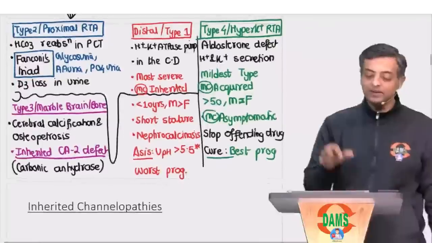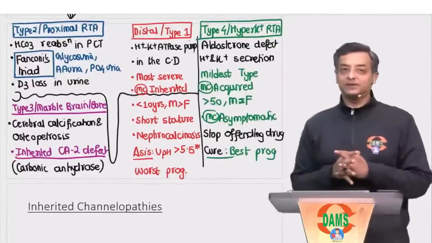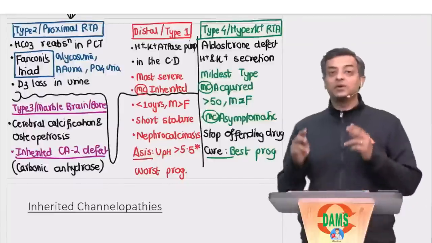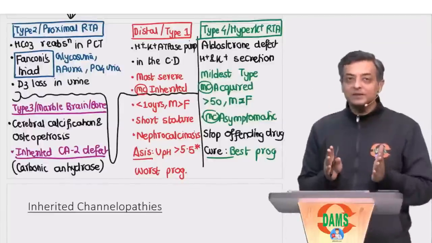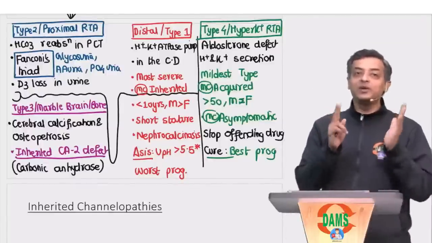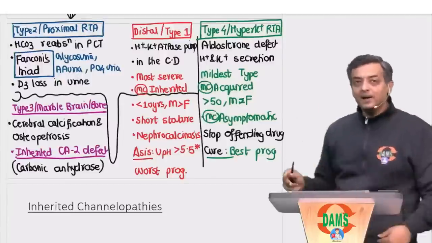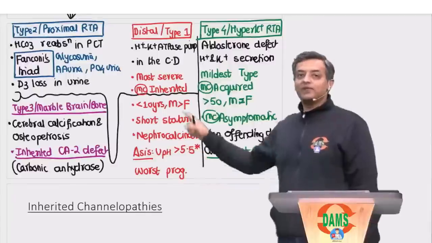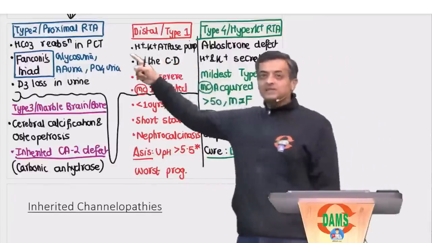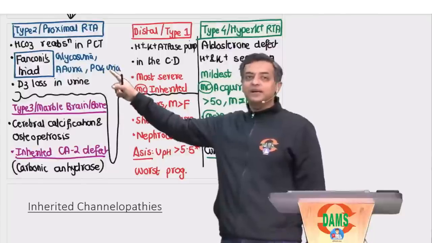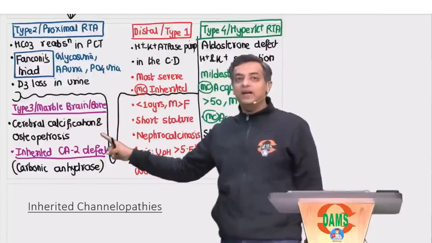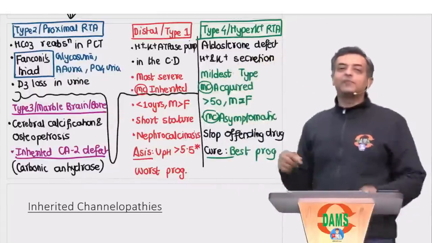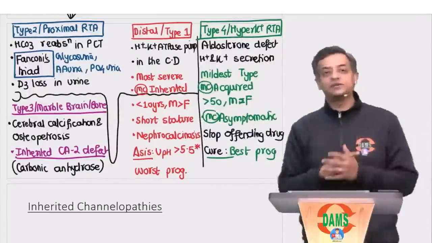Hence associated with best prognosis. So remember, in renal tubular acidosis, when to suspect RTA? When the patient has normal anion gap in plasma and high anion gap in urine, it is RTA. RTA in children with nephrocalcinosis, pH more than 5.5, is type 1. Acidosis is mild, Fanconi syndrome is there, type 2. Brain and bone are affected, type 3. Hyperkalemia is there, type 4 RTA. That's how we choose the answer.